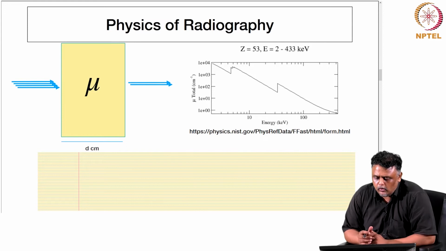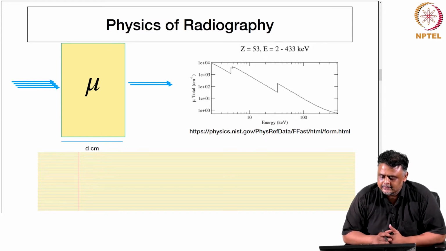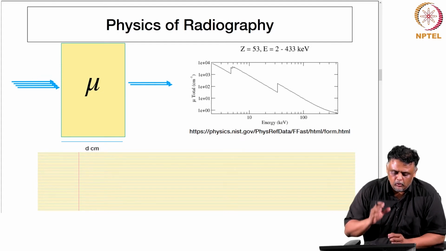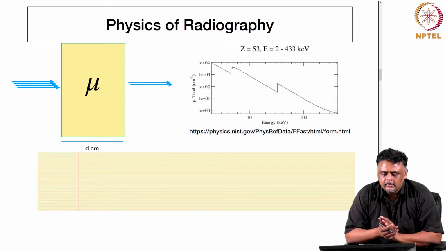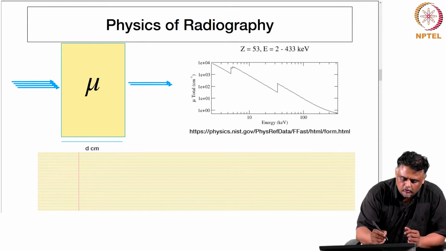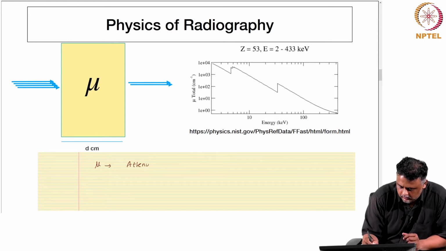So, we will move on to what exactly is being imaged when we do radiography. What these images represent, at least for CT this is strictly true, but for radiographs, is basically the summation over these so called attenuation coefficients. This mu is called an attenuation coefficient.